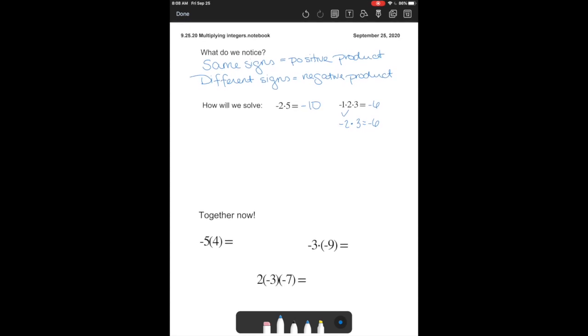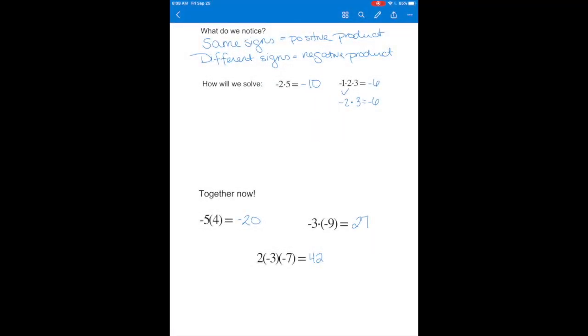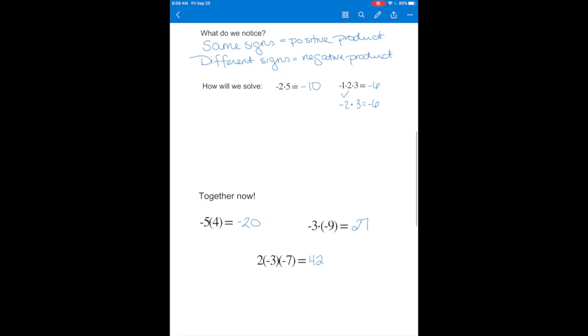All right. So below, you have an opportunity to solve these problems on your own. The video will pause, you'll insert your answers, and okay, here we are. We have negative 5 times 4 is negative 20. Negative 3 times negative 9 is positive 27. And 2 times negative 3 times negative 7 is positive 42.